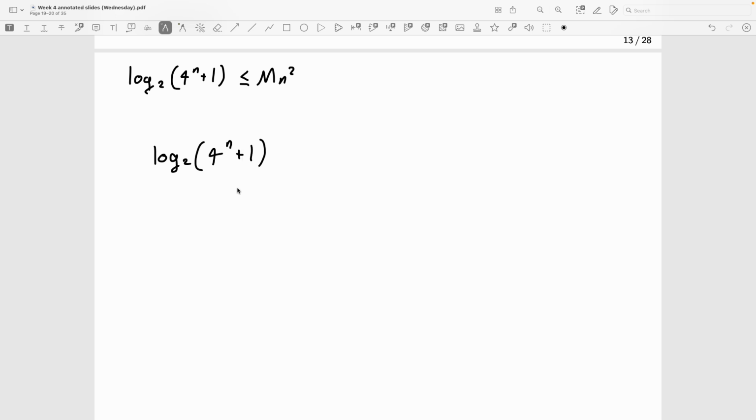First thing we're going to do is the rounding up trick. If n is greater than 1, then we'll be able to turn this 1 into something we can easily add or combine with 4 to the n.